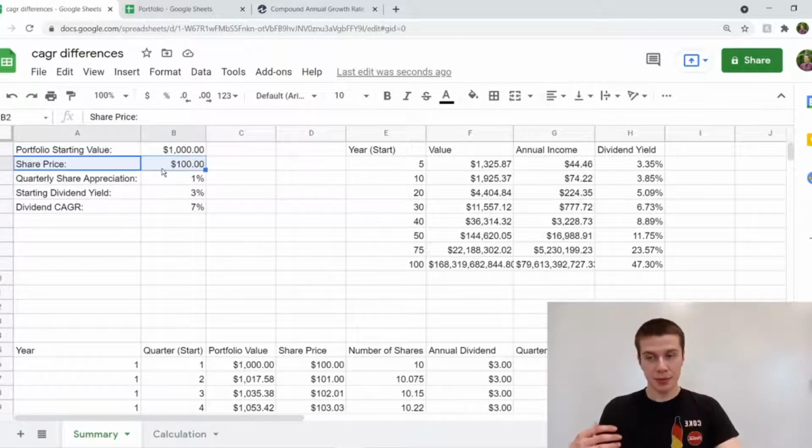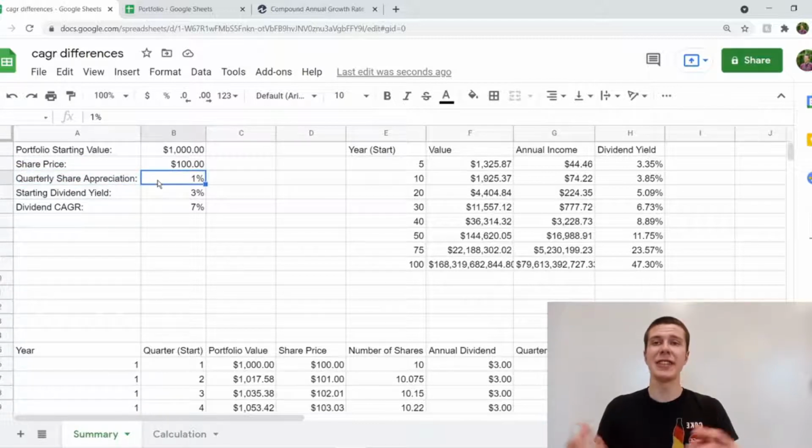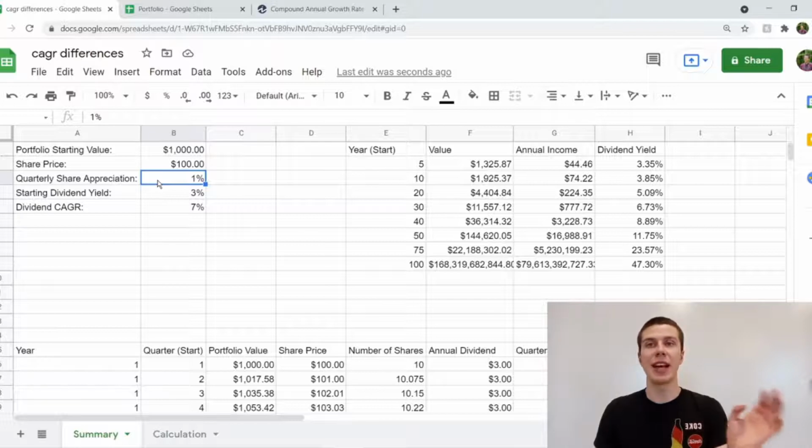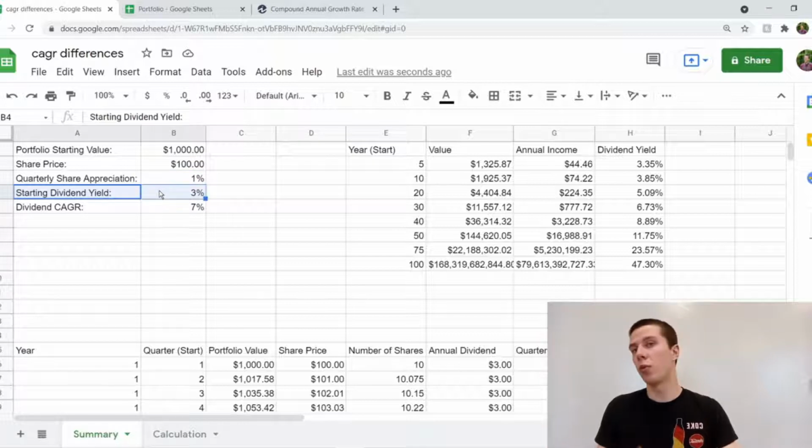And then I put this in here as a quarterly share price appreciation. So this basically says every quarter the share price is going to go up by 1%, and that is obviously not going to happen exactly at all in the real world, but that's just an approximation and a guess you have to make in order to make this work. And then this is the starting dividend yield of whatever company you have. So if you want to look at a specific company or your overall portfolio, you can just plop that number in there.